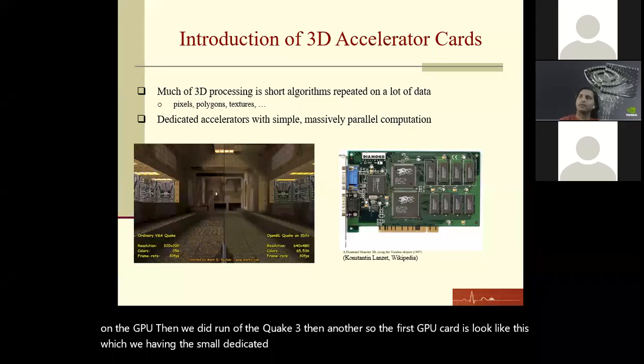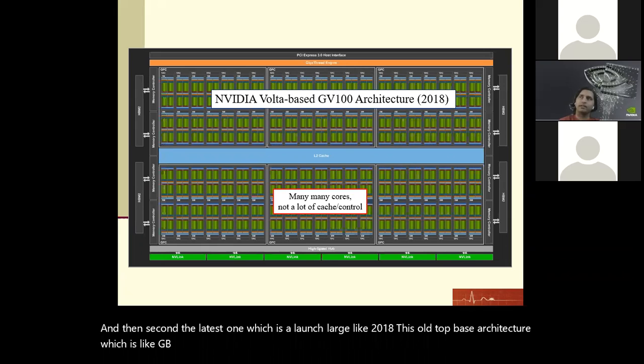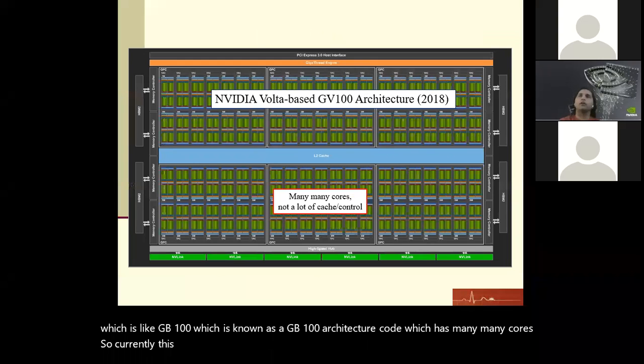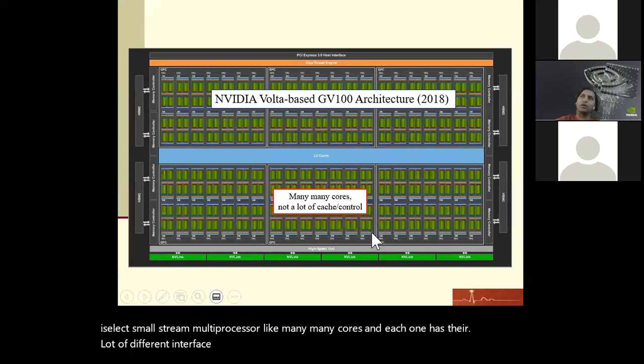And then the latest one, which launched around 2018, is the Volta based architecture, known as the GV100 architecture, which has many cores. Currently, this GPU has around 5,600 cores. The small green blocks indicate that these are small stream multiprocessors. So there are many cores, and each one has a lot of different interfaces available. So in a single chip, you get all this information.